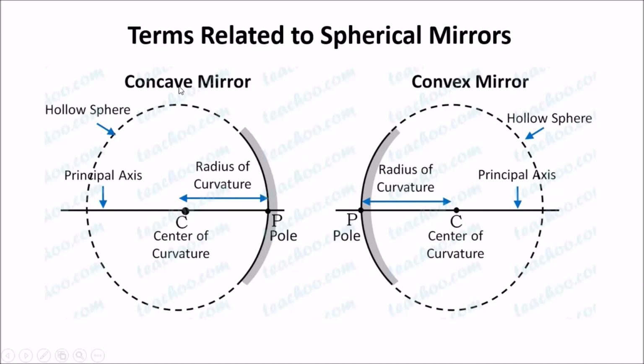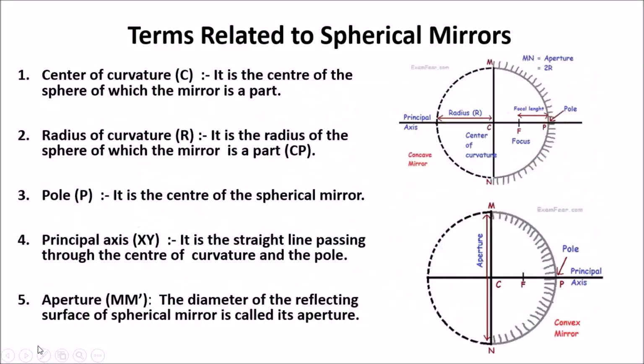The center of the sphere from which the mirror is made or taken out is called the center of curvature, and the radius of that sphere is called the radius of curvature. The line which connects the center of curvature and pole is called the principal axis. There are a few more terms which we will be discussing. So you can see these are some of the terms and their understanding.